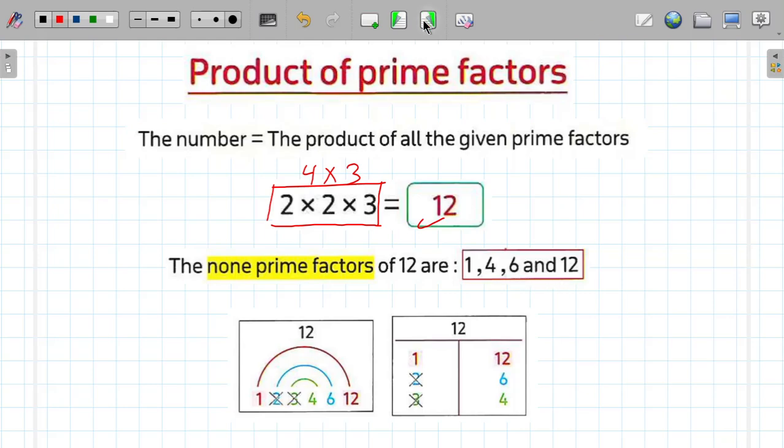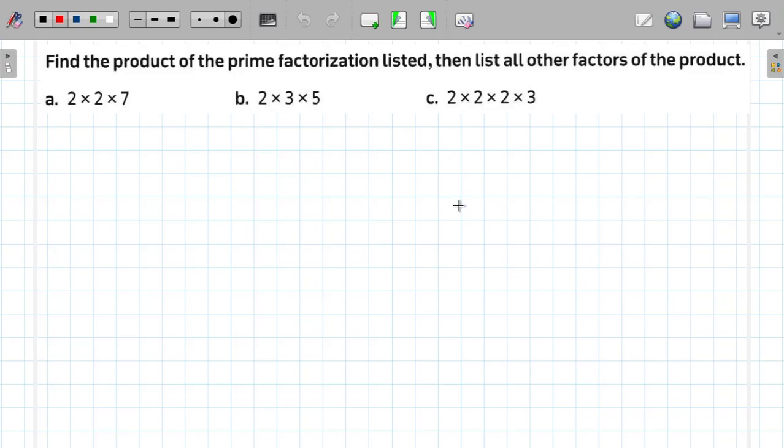Okay? So if I have a factorization like this and I wanted to find the number, okay, I wanted to find the product of the prime factorization here and I wanted to list all the other factors of the product. So the first one here is 2 by 2 by 7. 2 by 2 equals 4 and 4 by 7 equals 28. So the first one here is 28.